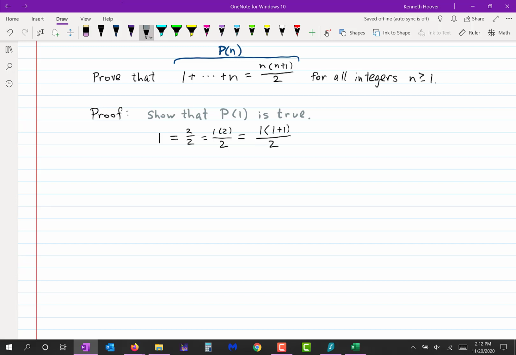Step 2 is to show that P of k implies P of k plus 1. So what do I write? You don't have to write what I'm putting in gray. Those are just some notes to help us. Only what I'm writing in black is what's mandatory. So what should I write? I say suppose P of K. What would P of K be? P of K would be this.